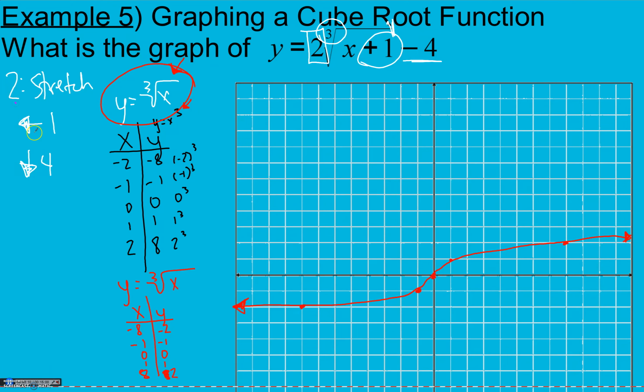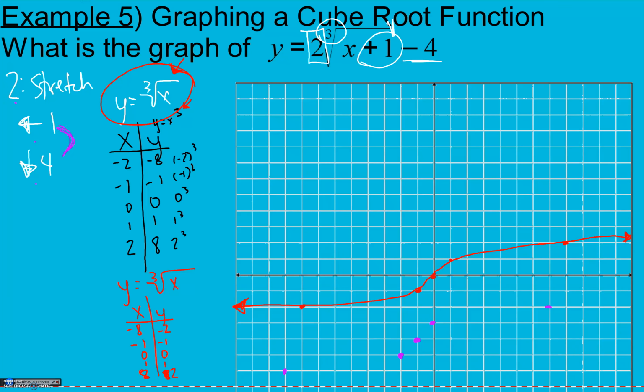Now I'm going to work with my translations. I'm going to take each point and go left 1, down 4. From our vertex-like point, I'm going to go over 1, up 1, over 1, down 1, over 8, up 2, over 8, down 2. Okay, and that's just these. I still need to do my stretch there.